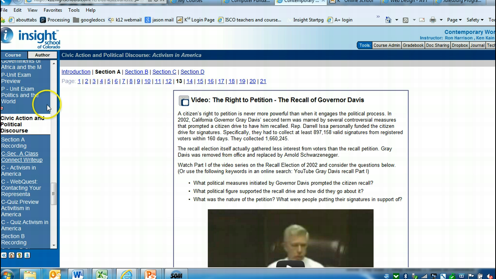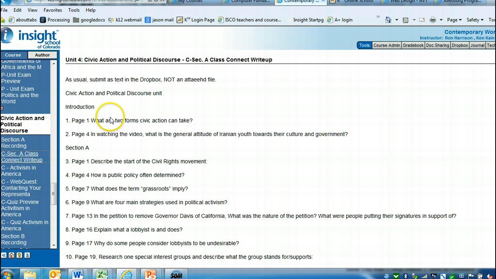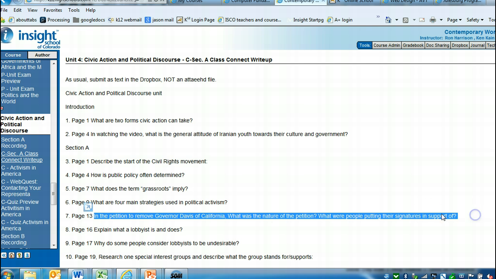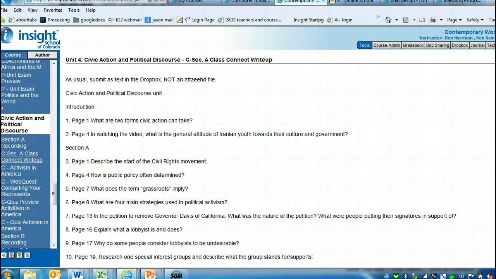And this is on page 13. Let's go to the Class Connect write-up. And yeah, page 13, in the petition to remove Governor Davis of California, what was the nature of the petition? What were the people putting their signatures in support of?